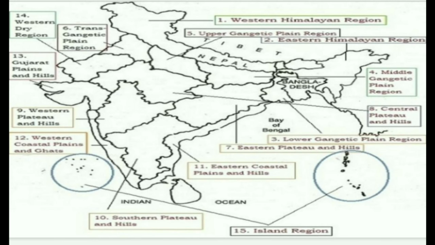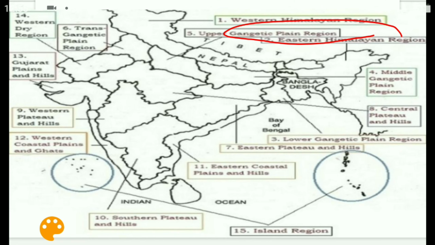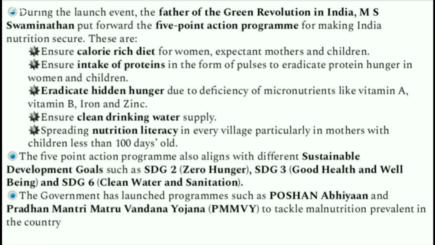That is, the first is the Western Himalayan region. Already it is there, and you can pause it and see which kind of agroclimatic zones are located in India. So let's discuss the next issue, something about agriculture.